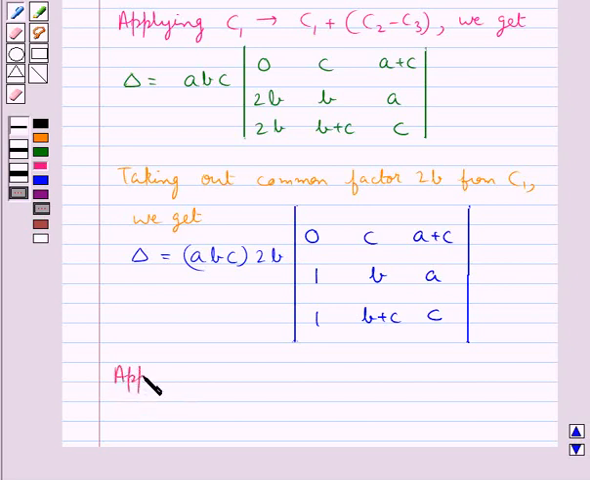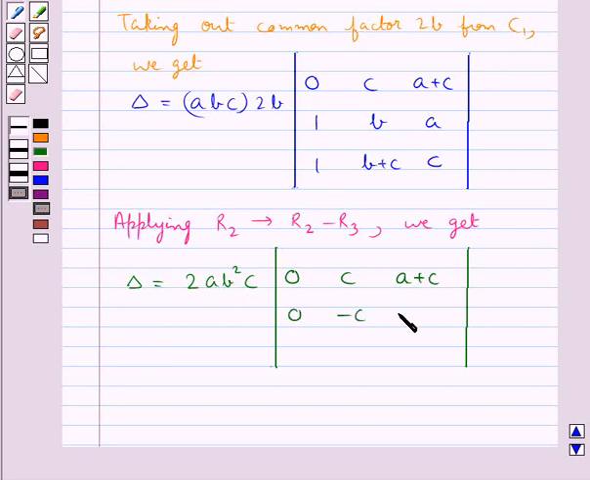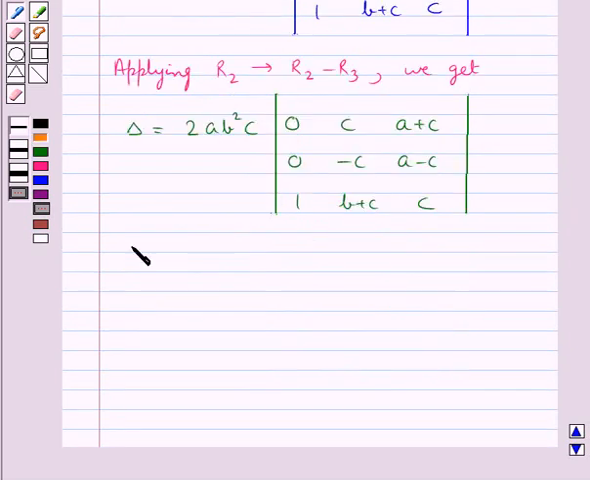Now we apply R2 goes to R2 minus R3. And on doing this, we get delta is equal to 2a b square c into the determinant with elements 0, c, a plus c, 0, minus c, a minus c, 1, b plus c, c. That is, the elements of R1 and R3 remain same, and the elements of R2 are given by R2 minus R3.